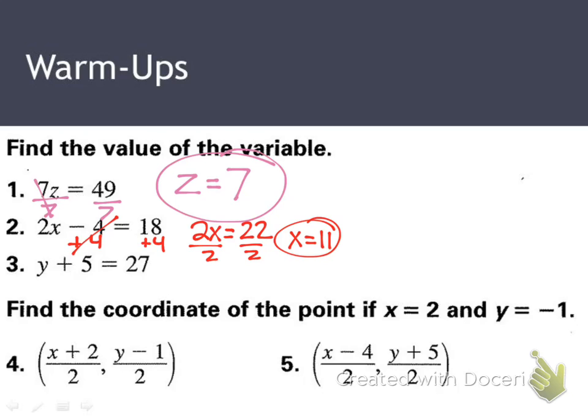And number 3, what do I do to undo that adding 5? Subtract 5 from both sides. Good, so you get that y equals 22. Good. I'll give you a second to catch up on the first 3. Let me know what questions you have.